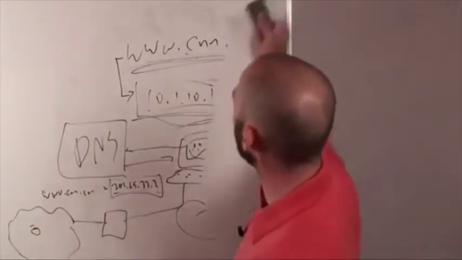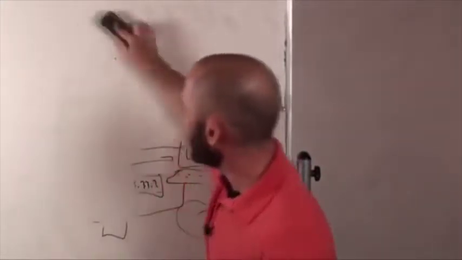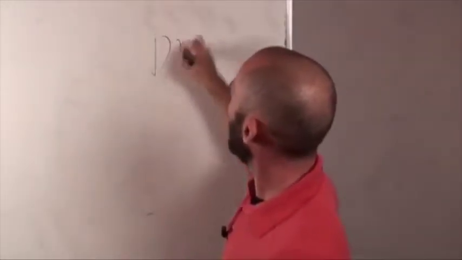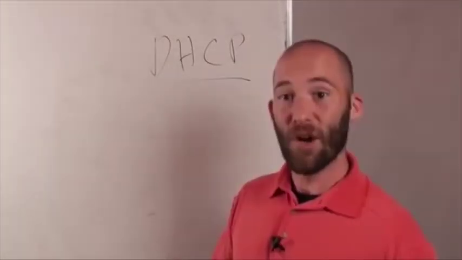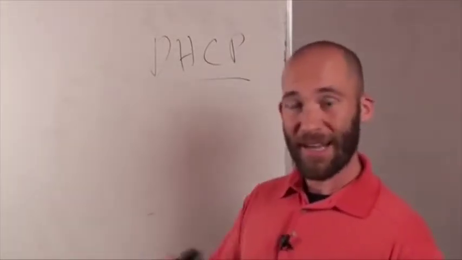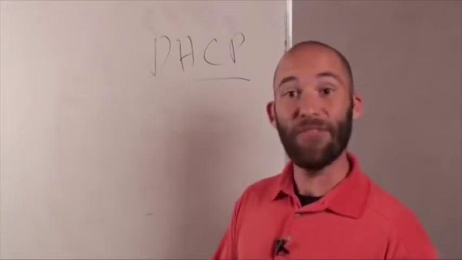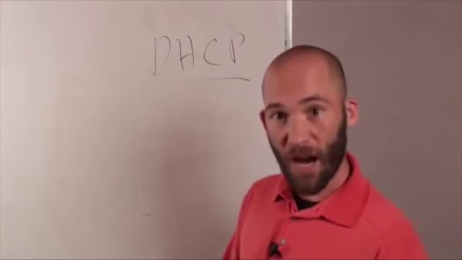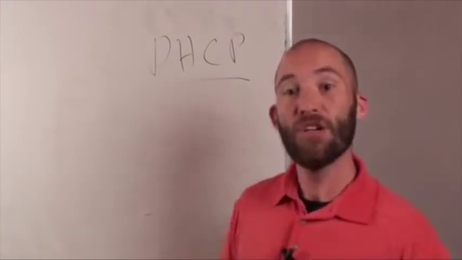Now the final component that you need to understand about for TCP/IP networks is something called DHCP. I think it's Dynamic Host Control Protocol. So every computer on the network needs to know its IP address, it needs to know its subnet mask, it needs to know its default gateway, and it needs to know what DNS servers to talk to. So there are two ways you can give this information to the computer.